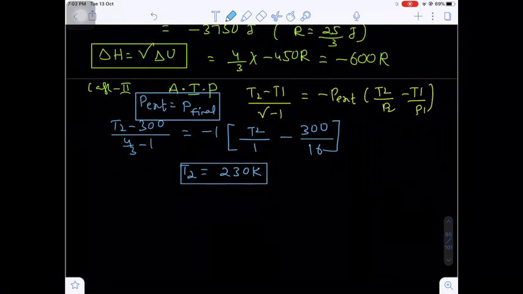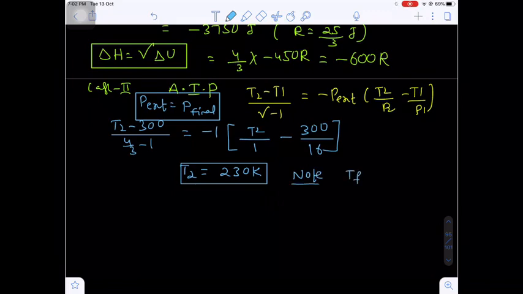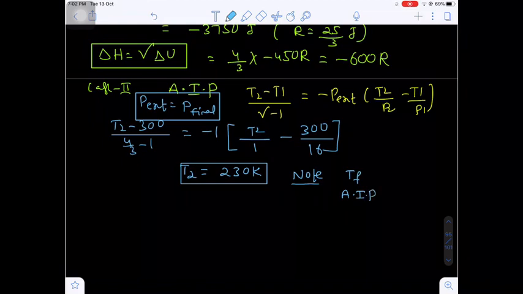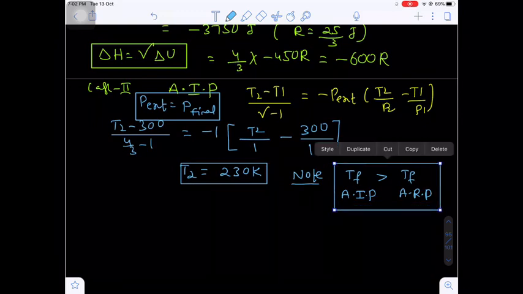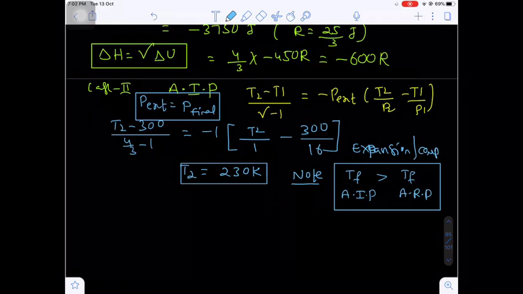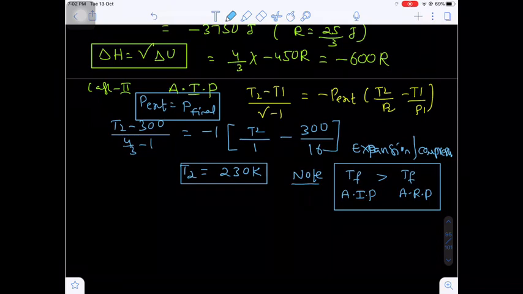Now I am writing one important note here. What is the note? The final temperature in an adiabatic irreversible process will always be greater than the final temperature in an adiabatic reversible process, irrespective of whether the process is expansion or compression. This statement is very, very important. Whether expansion or compression occurs in an adiabatic process, the final temperature will be more in the irreversible process than in the reversible process. This is also proved with the numerical.